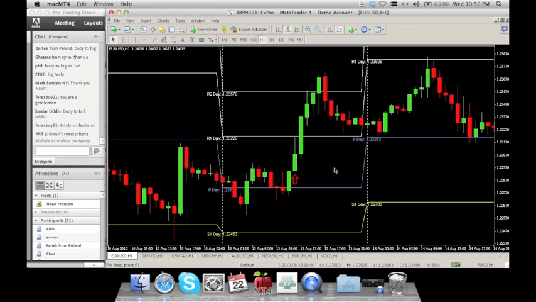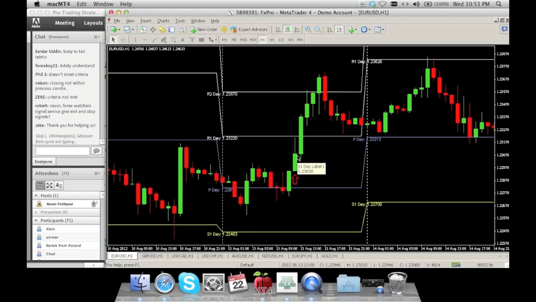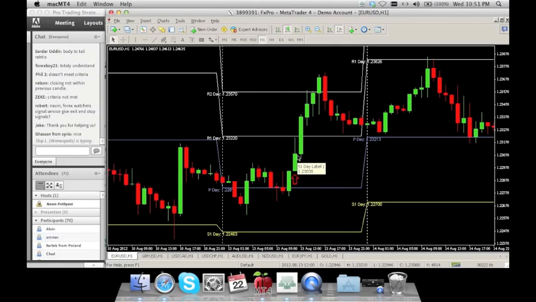Okay, so here we go. Body to tail ratio doesn't meet criteria. Closing not within previous candle. When you have a body almost as big as a tail and it doesn't meet the four pieces of criteria, this is what we call a false exhaustion. That gives you a trend continuation pattern. It tells you the market's actually going to go long rather than turning around.